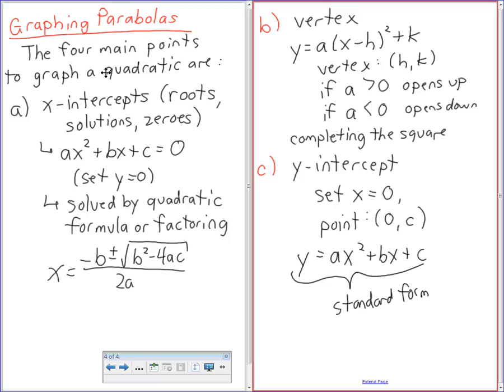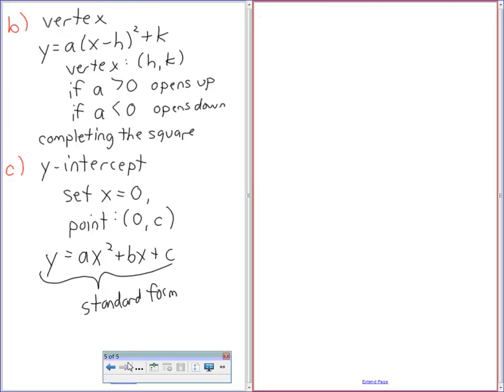Alright, here we go, example 1. Graph y equals negative 2x squared plus 4x plus 7 using the 4 points method.